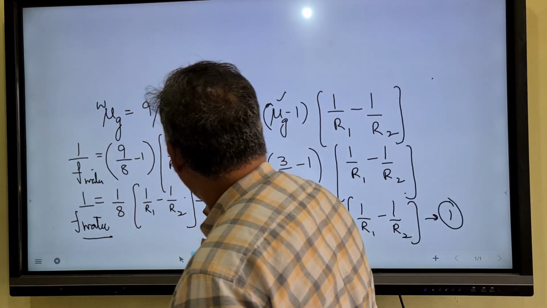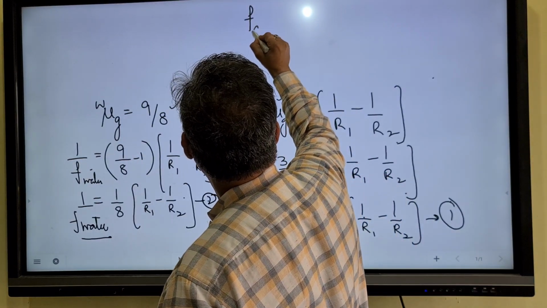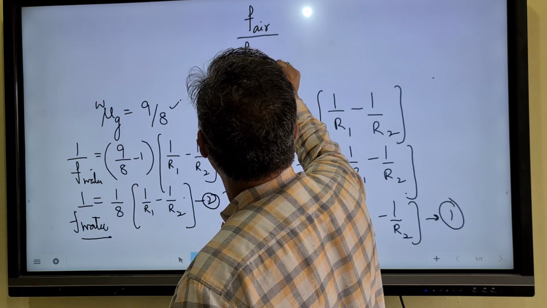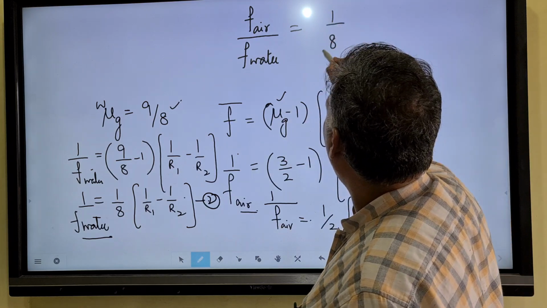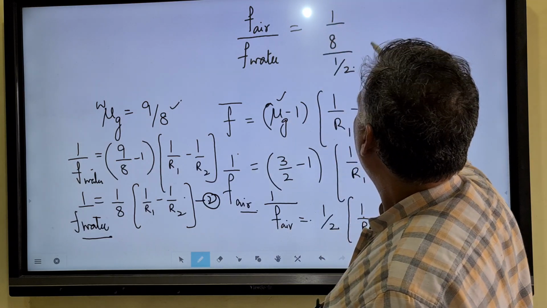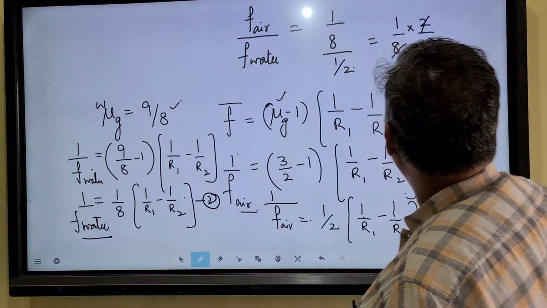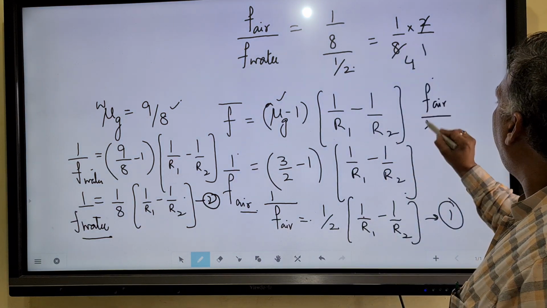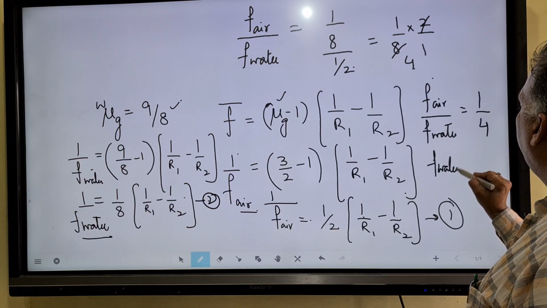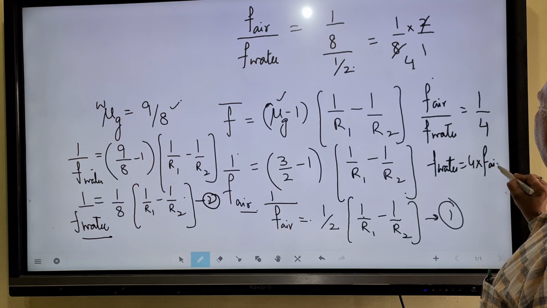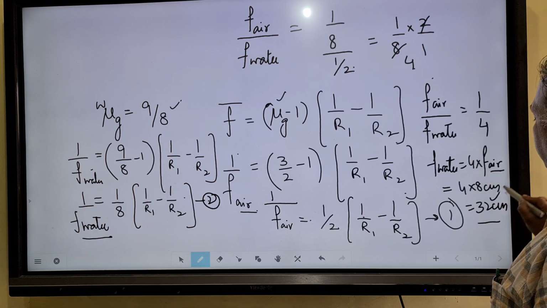I divide this number 2 by 1. So f in air upon f in water was equal to 1 by 8 divided by 1 by 2. So it becomes 1 by 8 into 2 by 1, so 1 by 4. f in air upon f in water is equal to 1 by 4. So f in water is 4 times the f in air. So it was 8 centimeter, so the answer comes to be 32 centimeter.